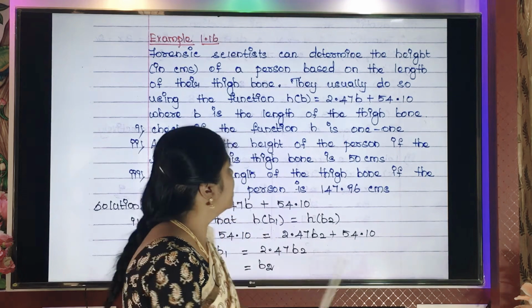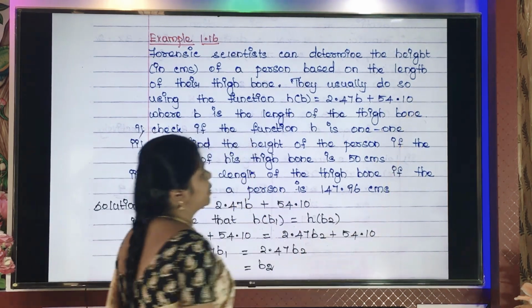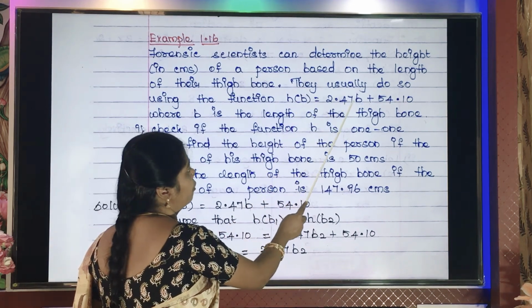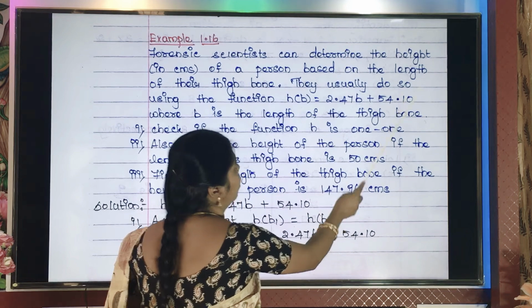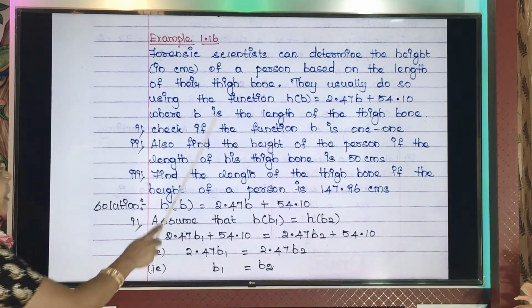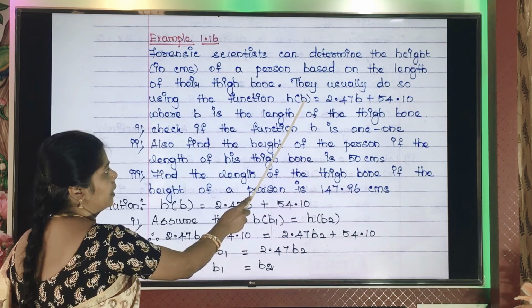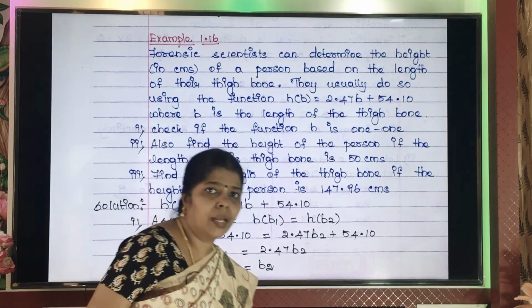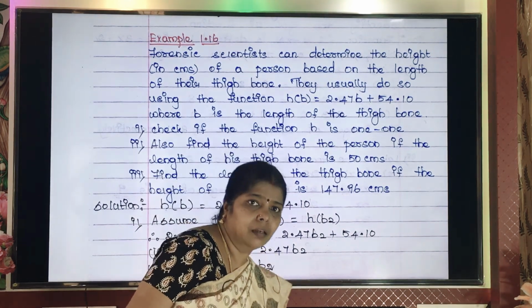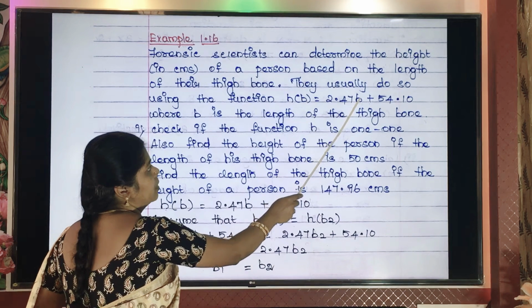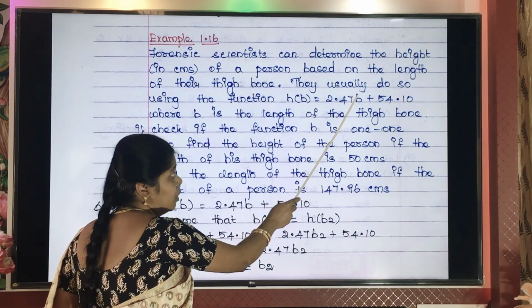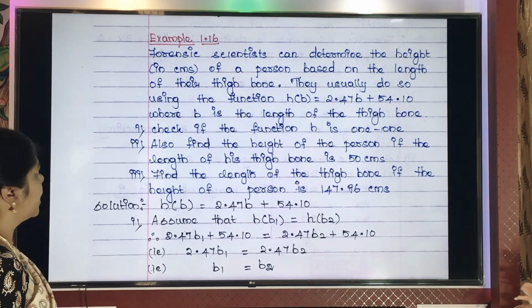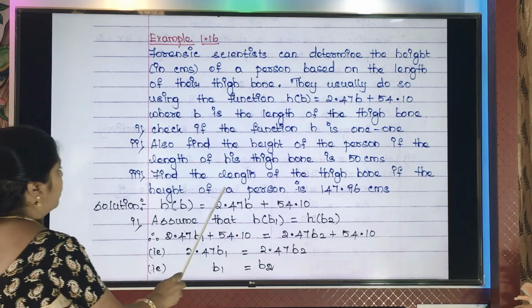of a person by this equation. What is this? H of B equal to 2.47B plus 54.10, where B is the length of the thigh bone. This B is the length of the thigh bone, that is, the measure of the length of the thigh bone. So when you substitute the value of B here, you will know the height of the person. H is the height of the person. Okay? Now there are 3 questions for us to answer.